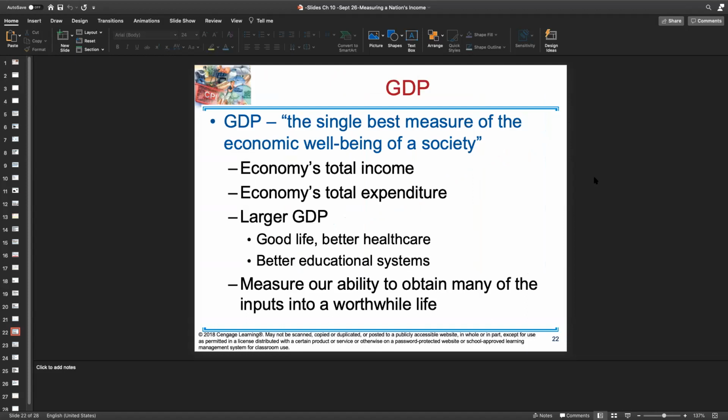So the GDP, why is GDP so important? Because it is a single measure of the economic well-being of a society. So it's actually the economy's total income, total expenditure. And what is the indication here of the GDP? A larger GDP indicates a good life, better healthcare, better educational system, a measure of ability to obtain many of the inputs into a worthwhile life. So it's a good measurement.